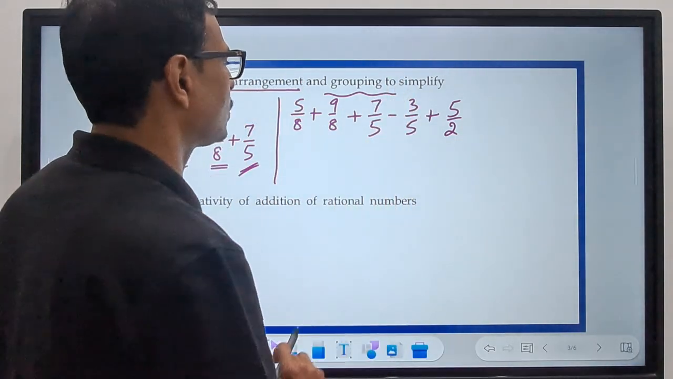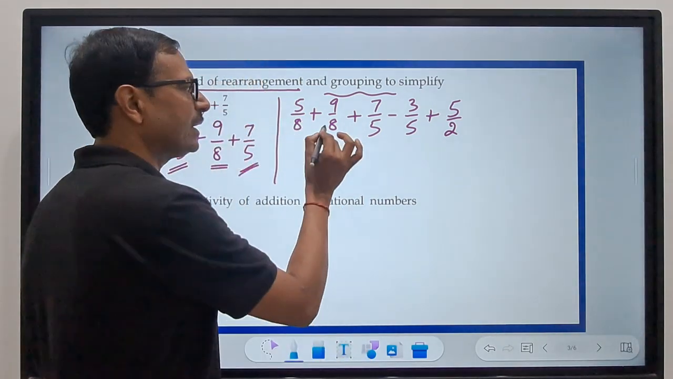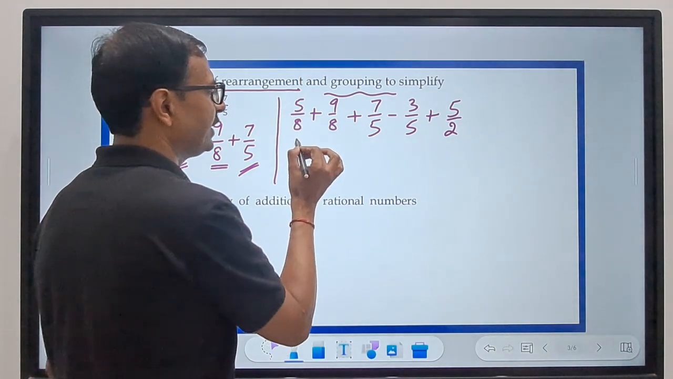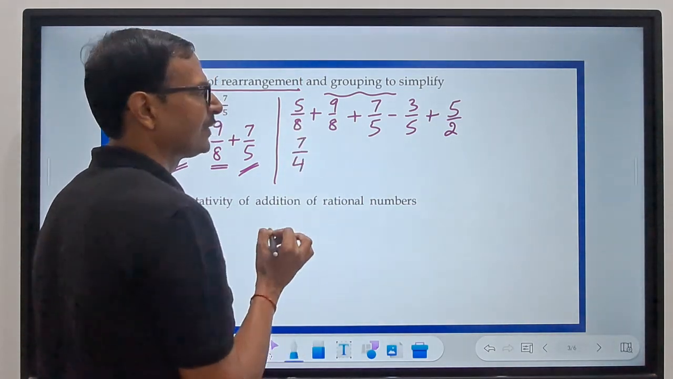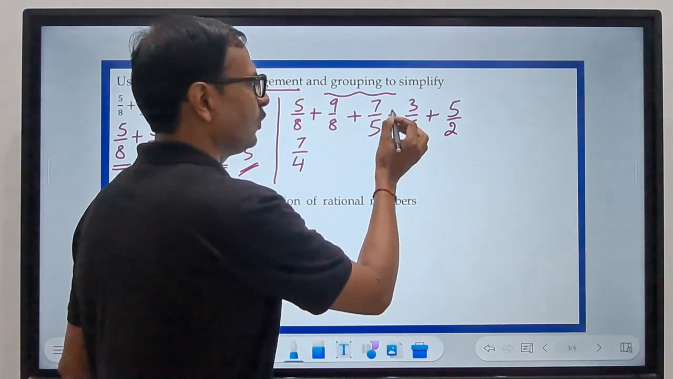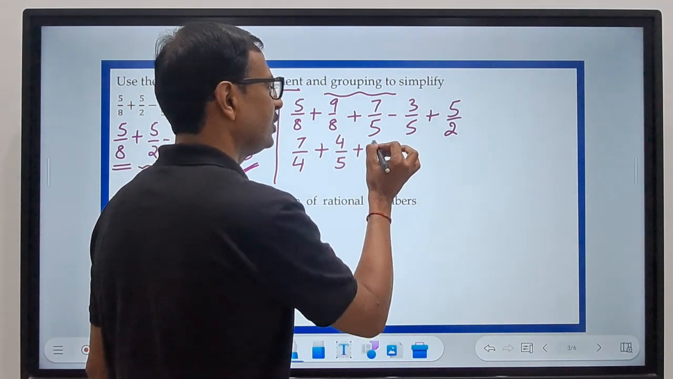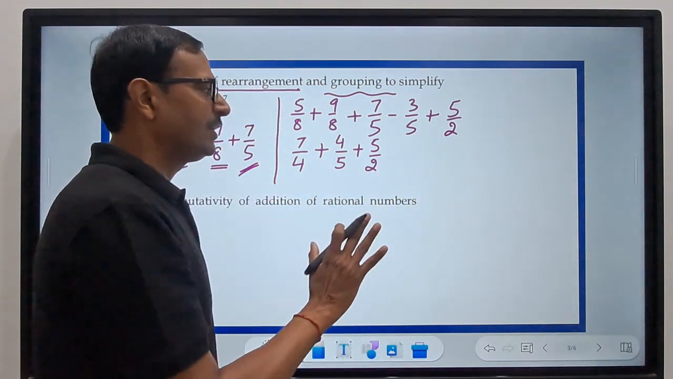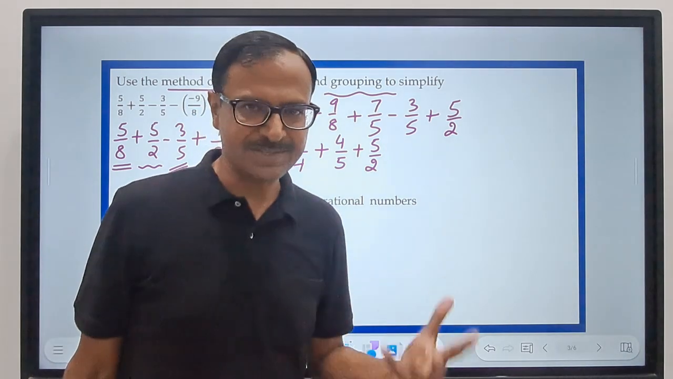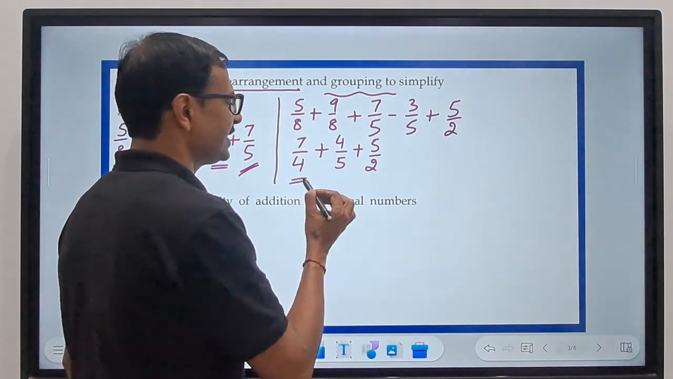And now adding them is quite easy. See, 5 plus 9 is 14, right? So 14/8, when you reduce 14/8 to simplest form, you get 7/4. Likewise here you see 7 minus 3 is 4, right? So 4 upon 5. So plus 4 upon 5 and finally 5 upon 2. Now we have reduced them to 3 fractions in place of 5 fractions. Comparatively easier, right? Now, how do you add this and this?